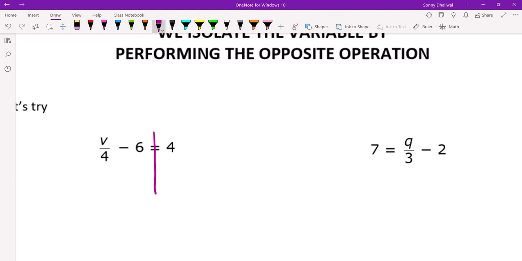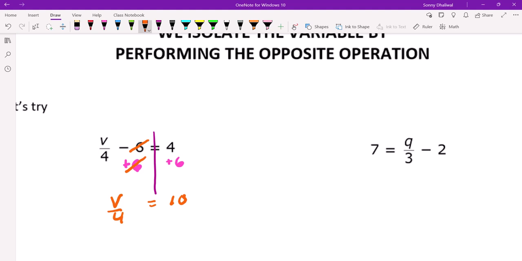How do we get rid of the 6? Plus. It's minus 6, so we do the opposite of it, plus 6. And the rule is to keep things balanced. Whatever you do one side, you have to do the other side. So plus 6 here. So negative 6 and plus 6 makes 0, right? They get canceled out. V over 4 equals 10. Okay? So we're not done until the letter is all by itself. All the numbers are gone. So we still need to get rid of that 4.